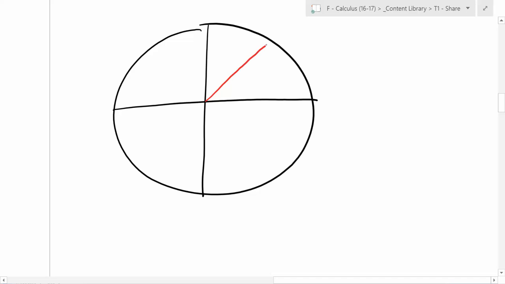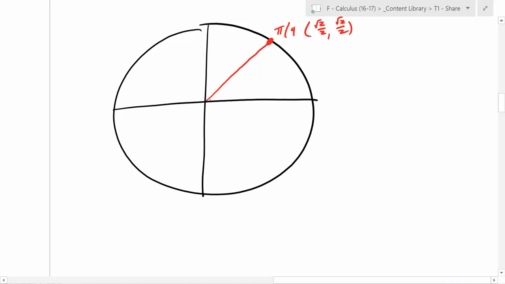What's that first angle value you need to memorize? Pi over what? 2. Nope. Pi over 4. So this is pi over 4, right? What point is pi over 4? What point is right there? Root 2 over 2, comma, root 2 over 2.